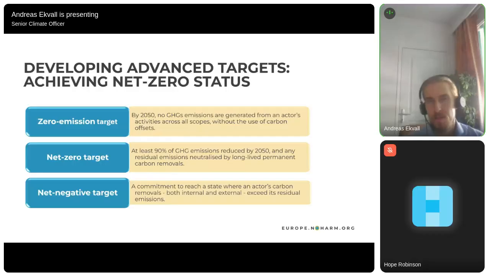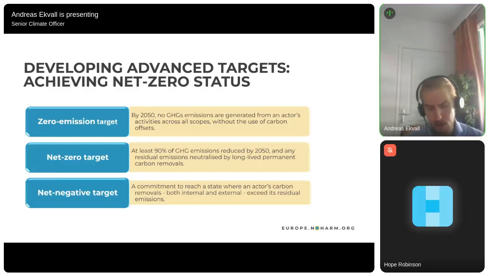Within this ambition, there are three distinct types of targets an organization can set, or rather target levels. The first is a zero emission target. This is the highest form of commitment. By 2050, absolutely no emissions from the institution, from any activity, across any scope. And this state is reached entirely through emission reductions, not using any carbon offsets.